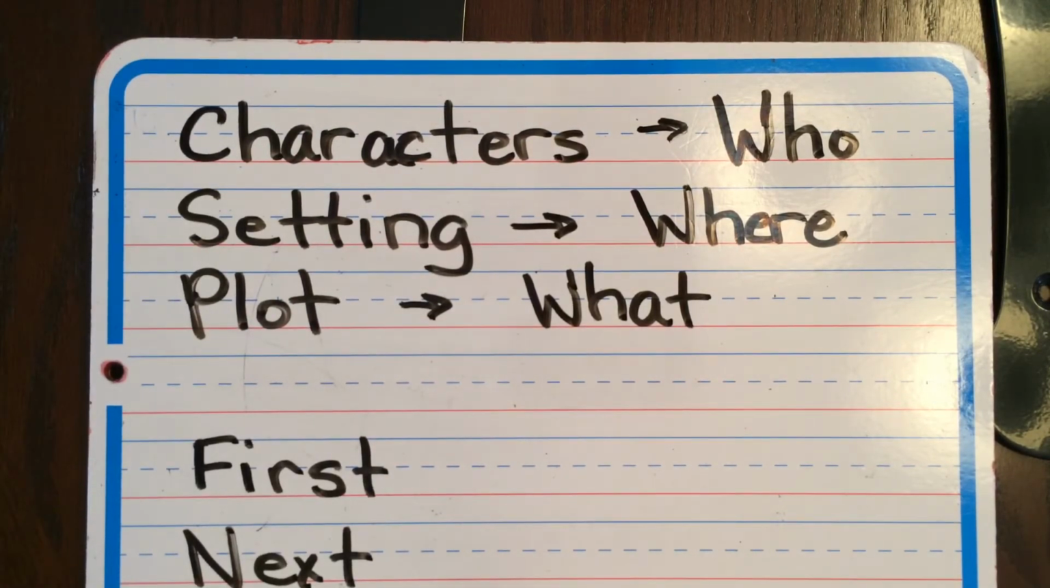So the plot for Goldilocks and the Three Bears could be, in this story, a bear family leaves their house and Goldilocks breaks in. She checks out all of the house and finally falls asleep in Baby Bear's bed. When the bears come home, they find the mess that she left and then they scare her away. She never comes back again.